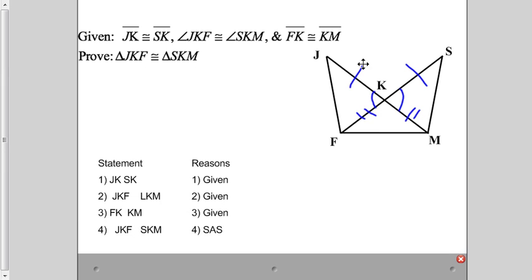We've got JK is congruent to SK by given. We've got angle JKF is congruent to angle SKM by given. We've got FK is congruent to KM by given. And we've got triangle JKF is congruent to triangle SKM by side, angle, side. So we didn't have to do anything for this one except write down the givens. Okay? So this should be able to help you with your homework, which is just more proofs.